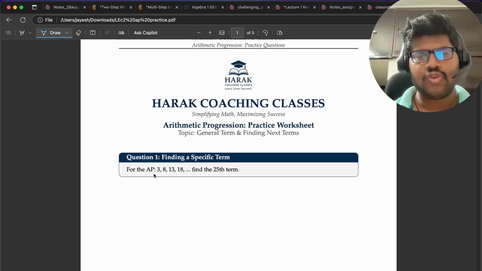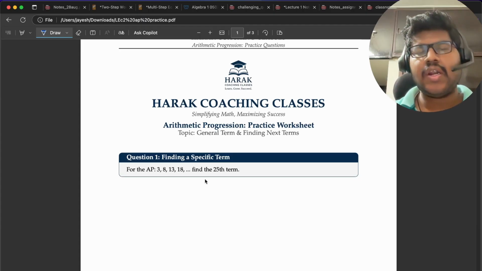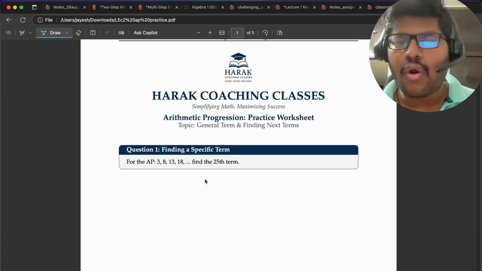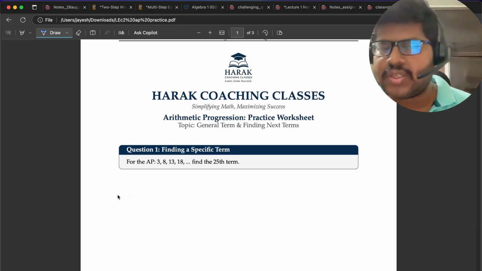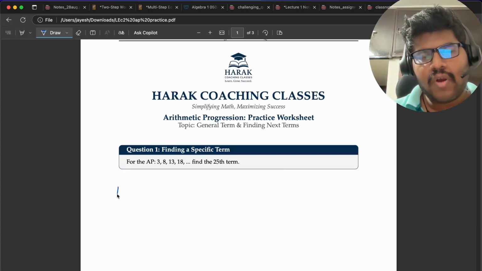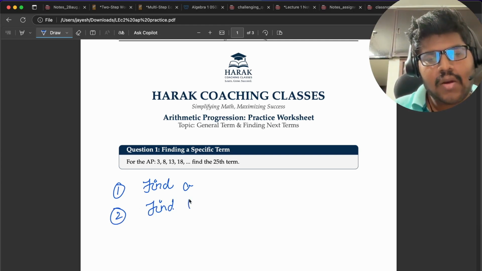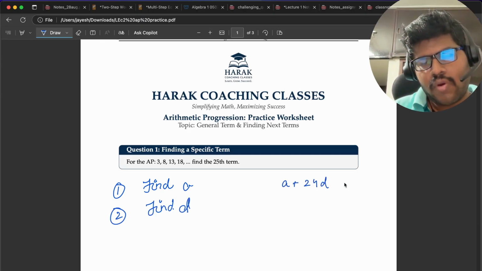So the first question, finding a specific term. For example, for the AP 3, 8, 13, 18, find the 25th term, right? So in order to find the 25th term, what do we need to do? Make a step plan. First, we have to find A, then we have to find D, and then we can directly find A plus 24D, right?